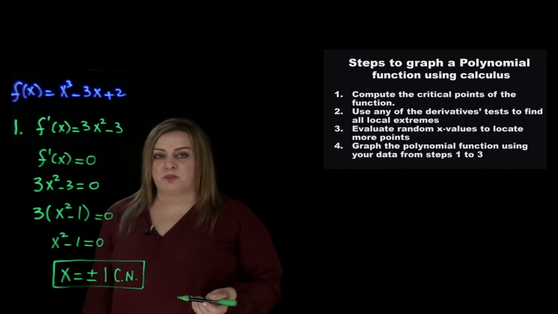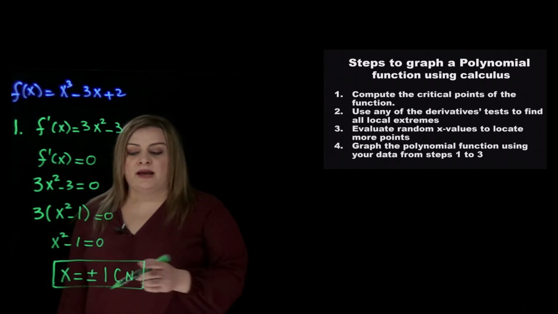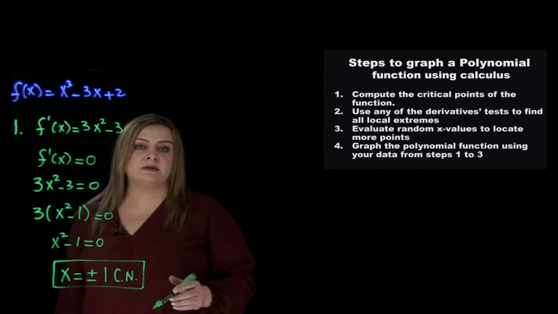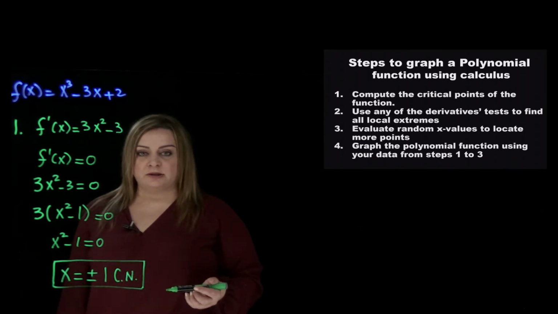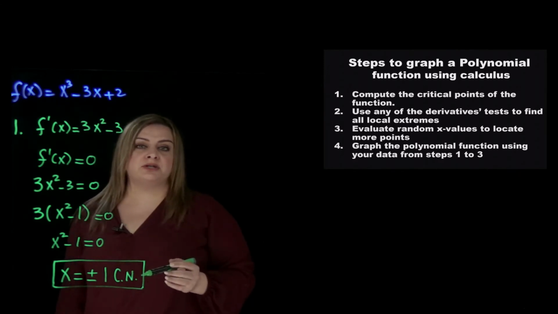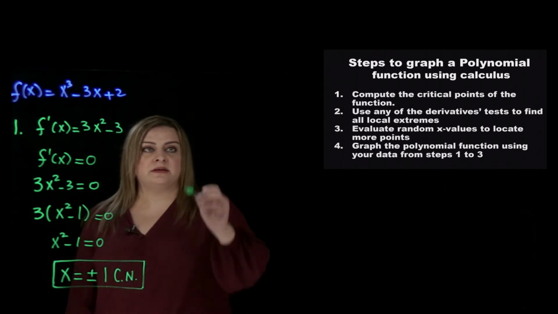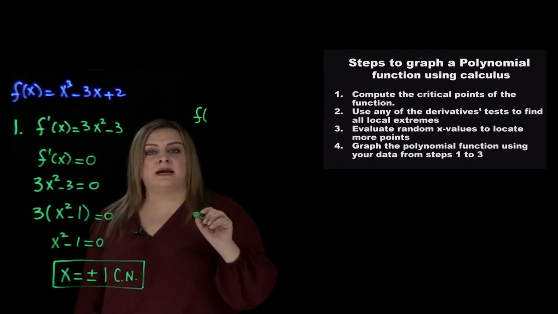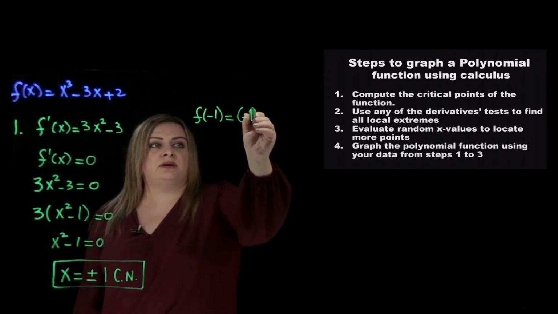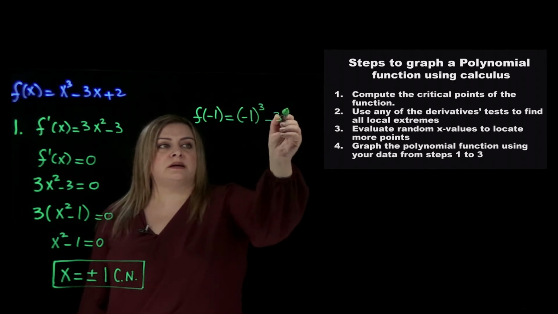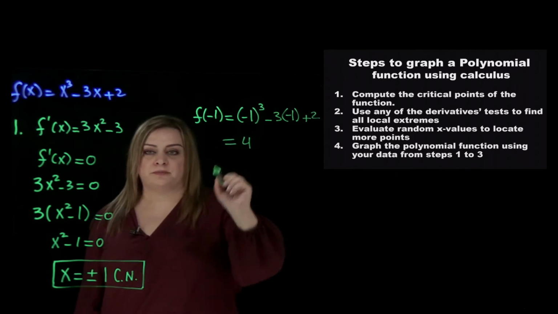Now, are we done with step 1? We're not done. We're asked to find the critical points. We have the x value of our critical points. We want the y values of the critical points. To find the y values, we will evaluate the original function at each x value of plus and minus 1. So if we let x equal negative 1 in f of x, we will have negative 1 cubed minus 3 times negative 1 plus 2. And that should give me 4.